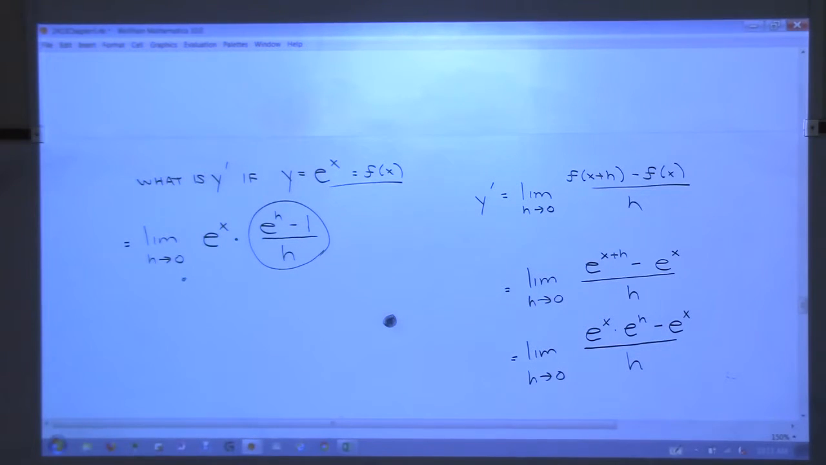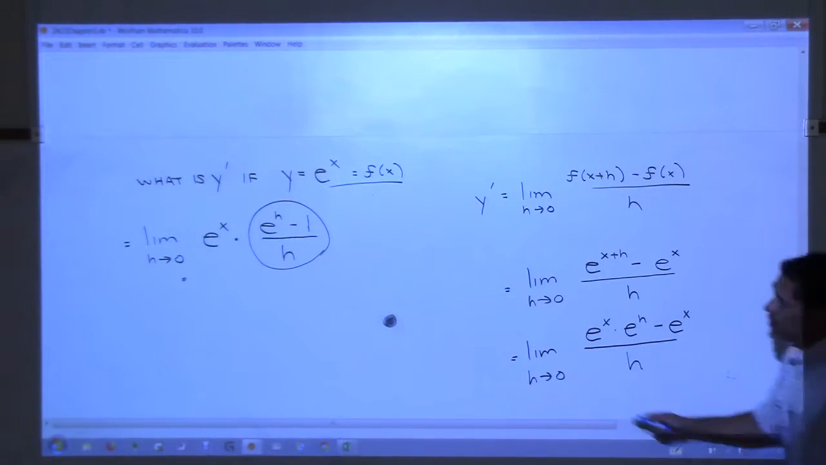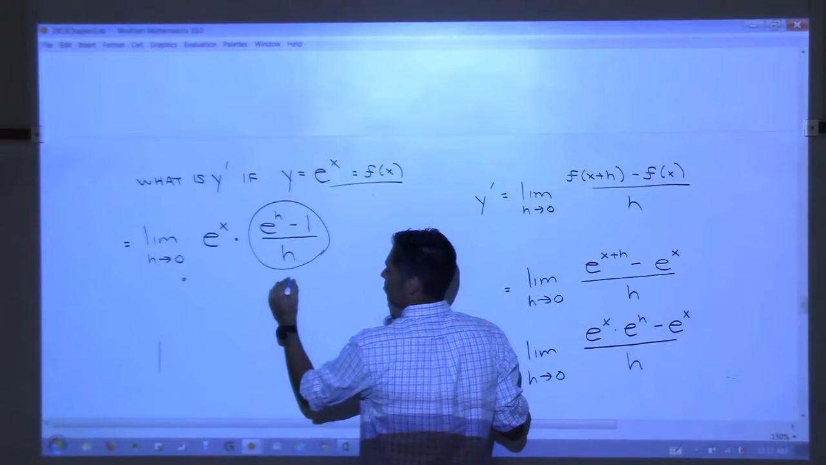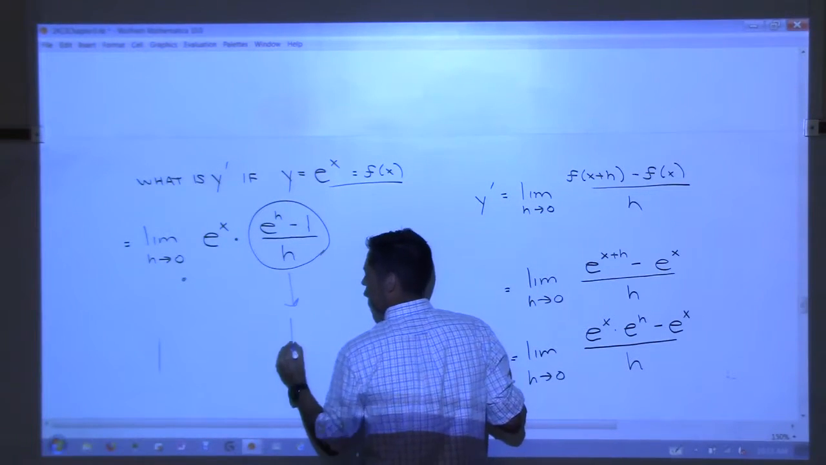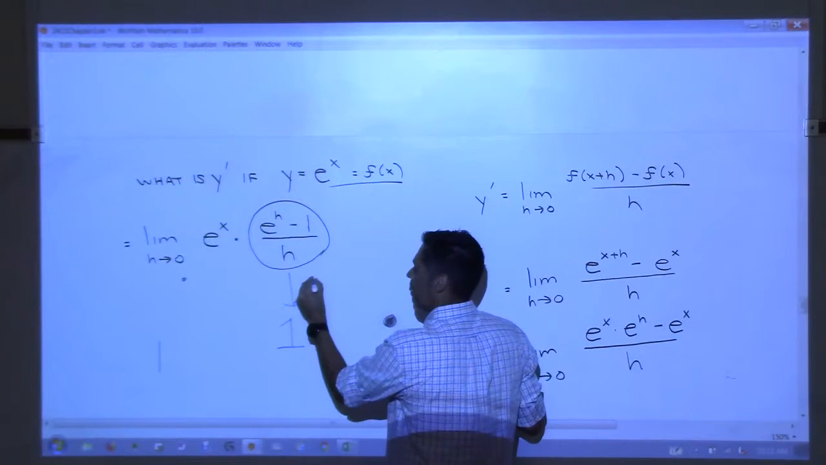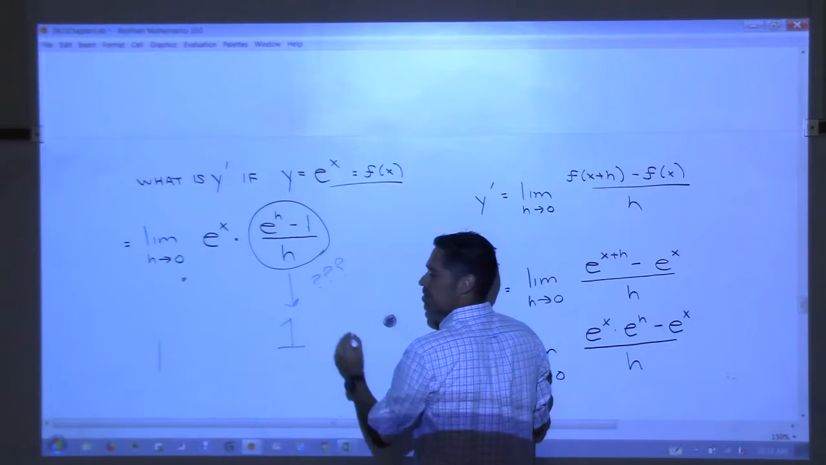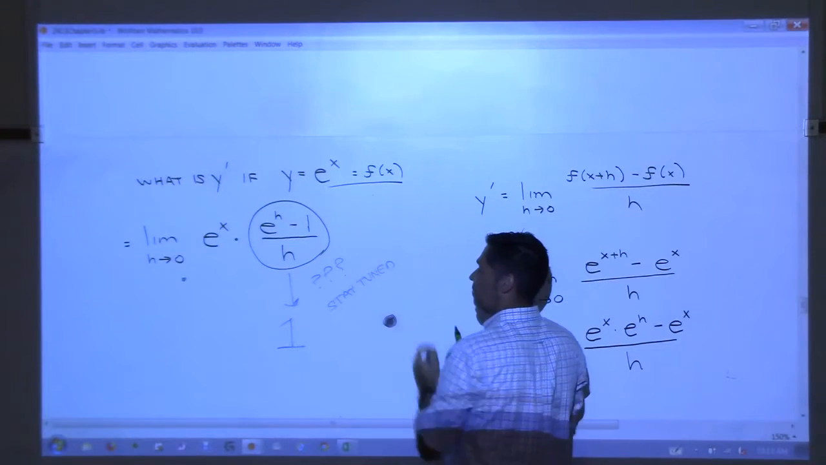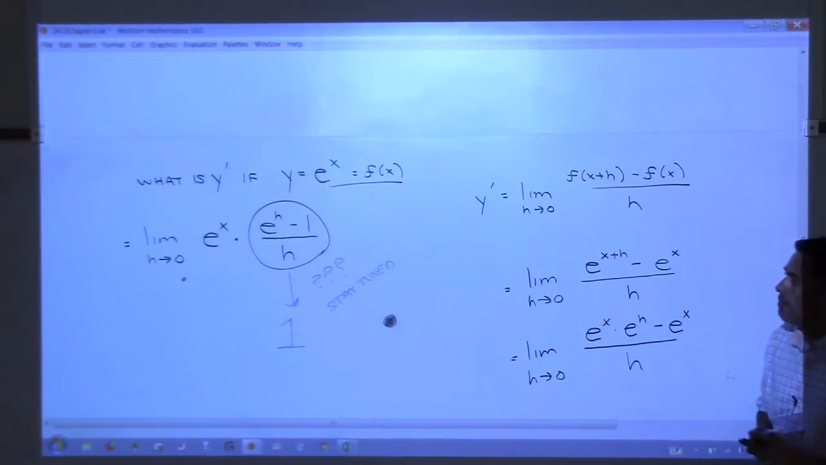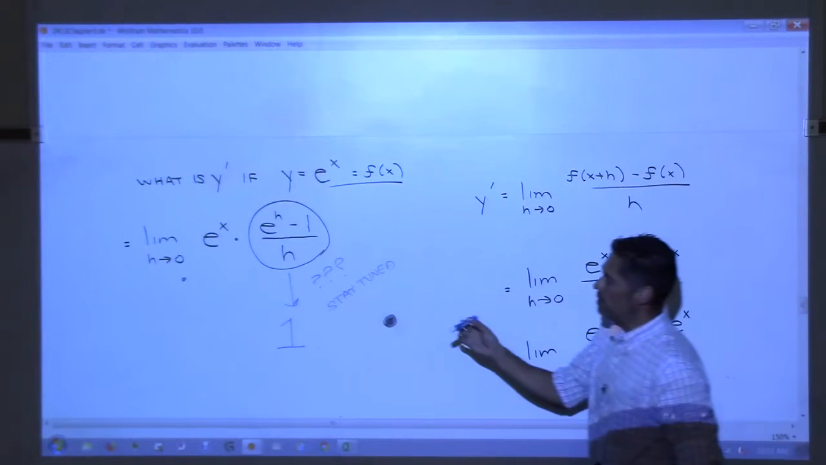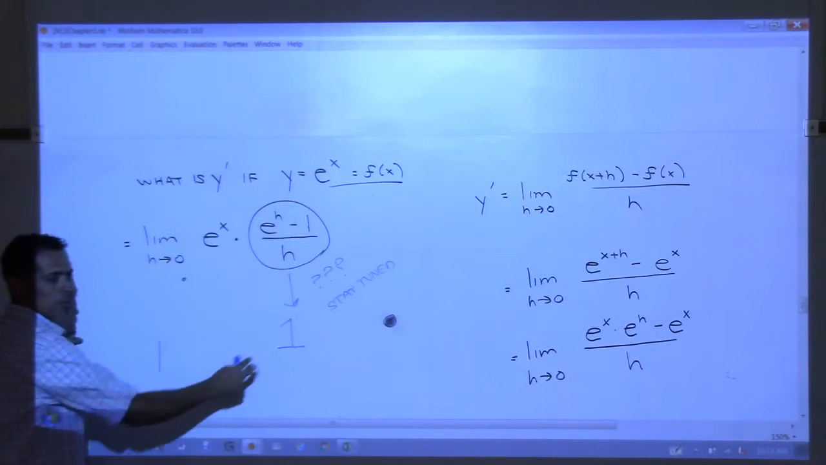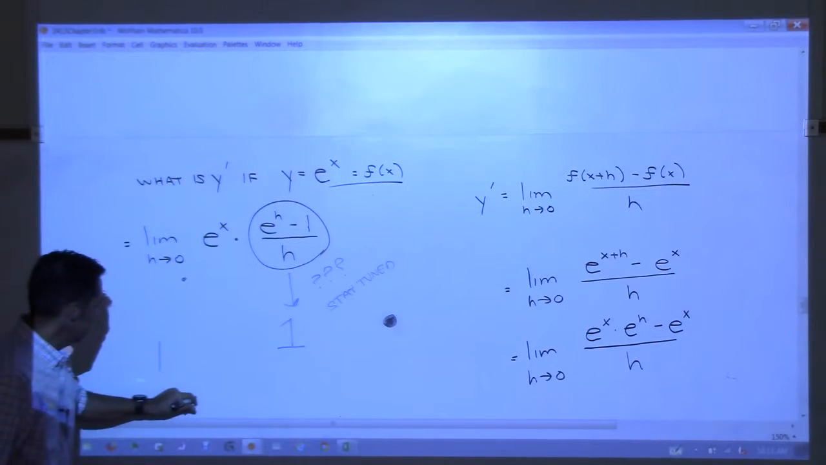What do you think that limit becomes? This right here. What do you think it goes to? Any guess? Goes to 1. This goes to 1, and I'm going to leave question marks. Stay tuned, okay? I will show you why that's 1 later. But it's 1. And if that's 1, if you believe me, then what we get is what? E to the x times 1, which is e to the x.